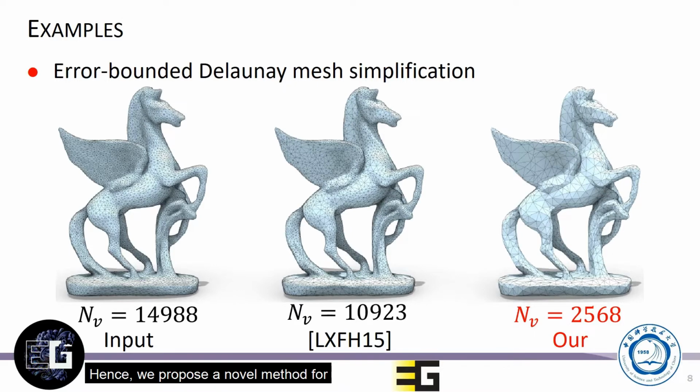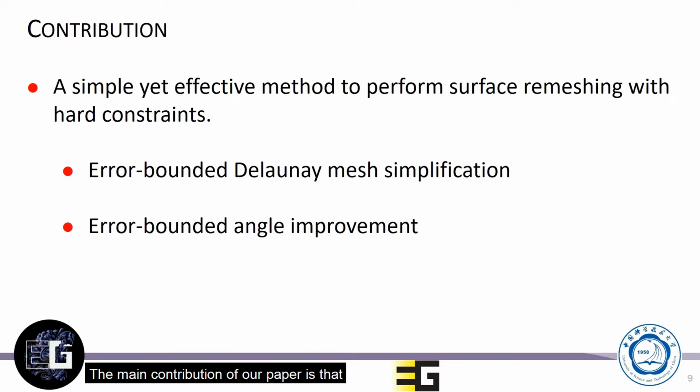Hence, we propose a novel method for high-quality remeshing with hard constraints. The main contribution of our paper is that we propose a simple yet effective method to perform surface remeshing with hard constraints. We successfully apply our method to error-bounded Delaunay mesh simplification and error-bounded angle improvement.